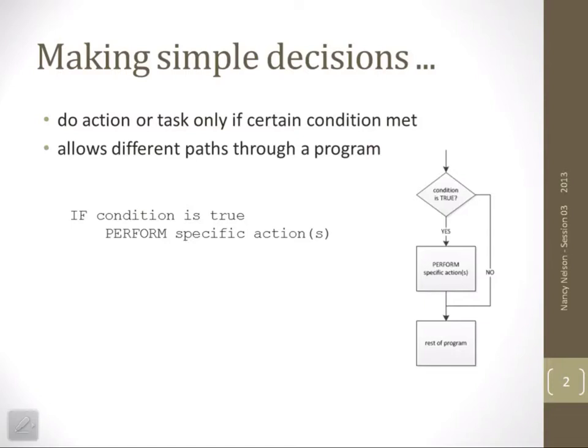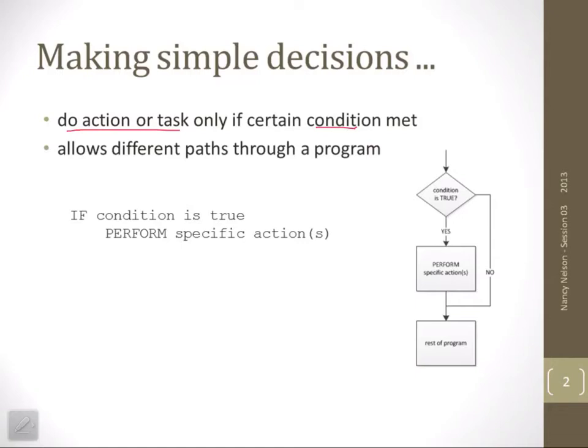And what that means is we're going to look at a condition. Might be whether something is less than a particular value or it's between a range of values, and if that condition is true, then we're going to do a particular action or a particular task. And what that allows us to do is provide different paths through a program.